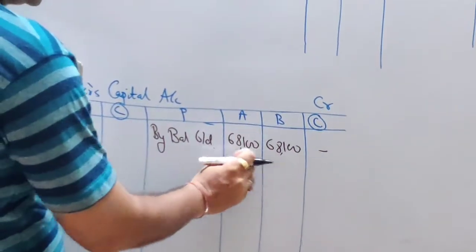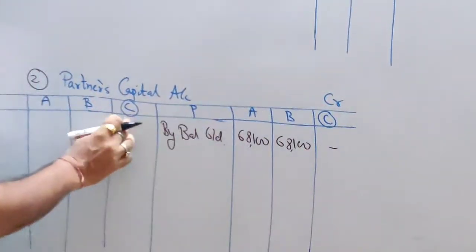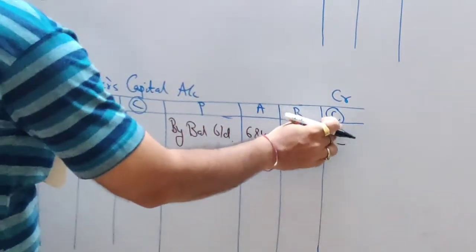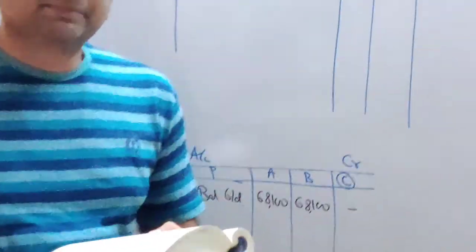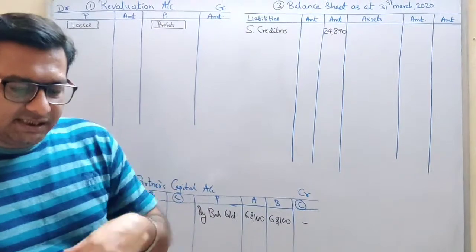These are old partners, A and B, and C is a new partner who is getting admitted into the firm. I have given a circle to indicate to you that Mr. C is a new partner. Okay, so we are done with the liability side. They have given only 2 items. Now let's start with the asset side.